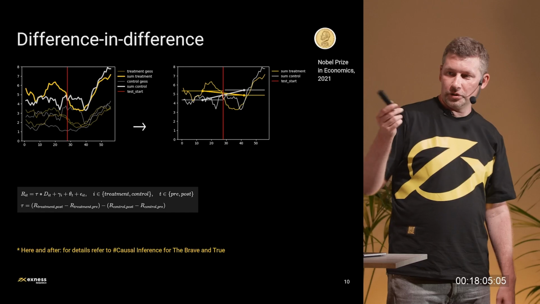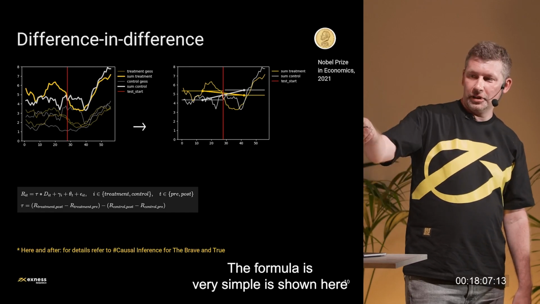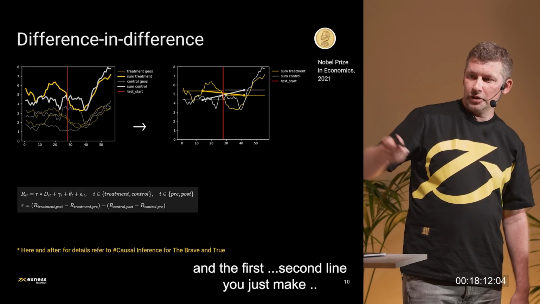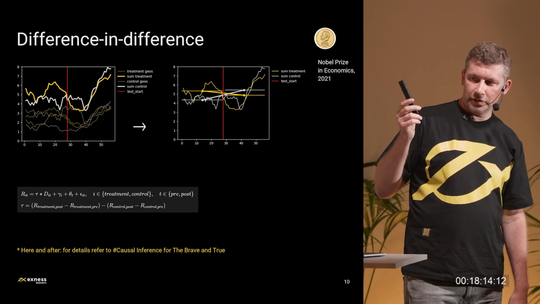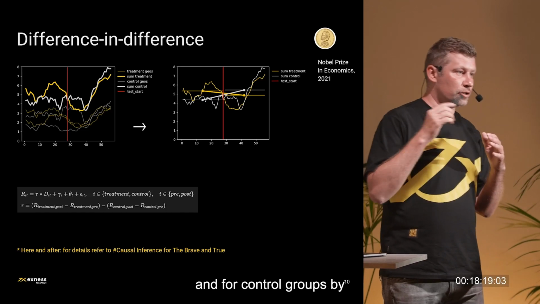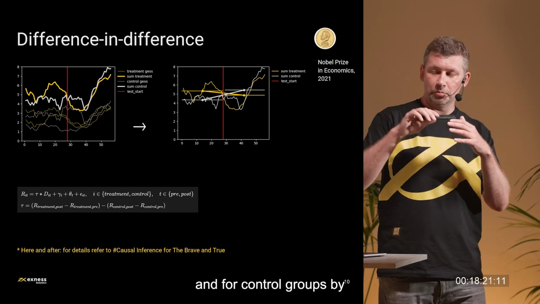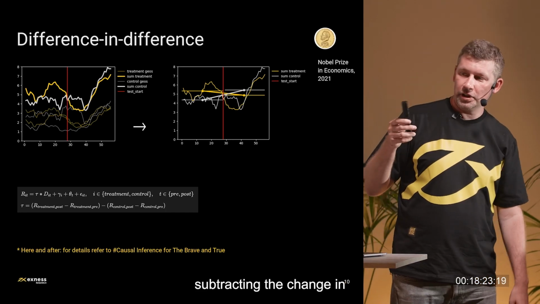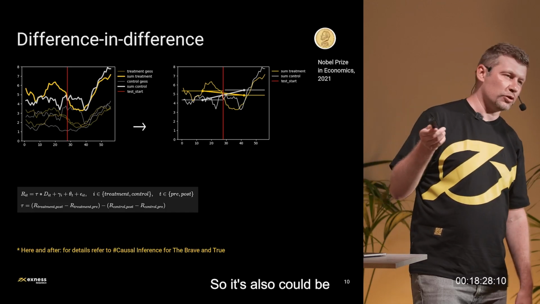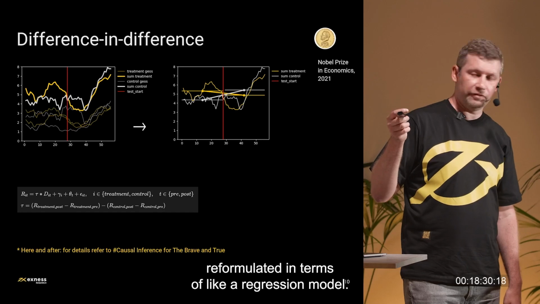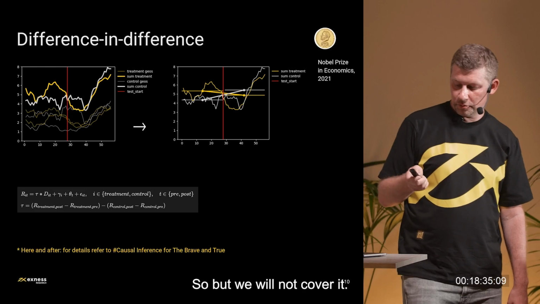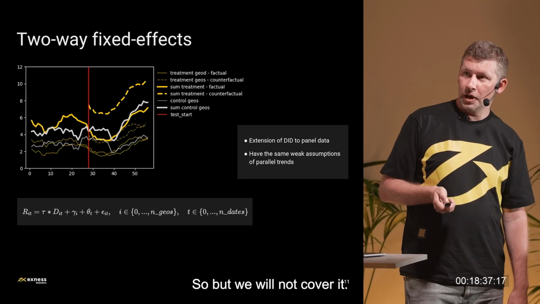So the formula is very simple. It is shown here, the second line. You just calculate the change of your treatment group, and subtract the change in the control group. It could also be reformulated in terms of a regression model, but we will not cover it.